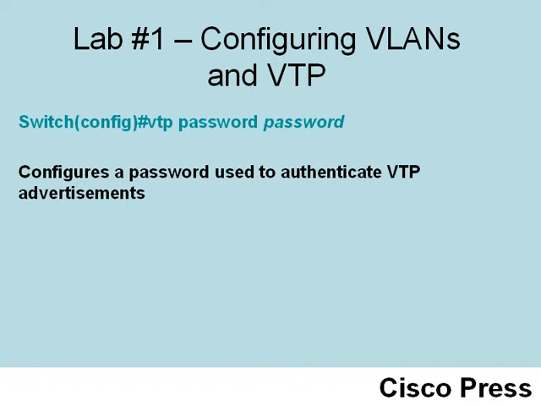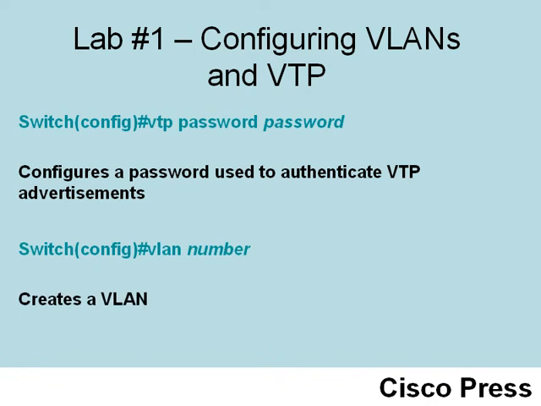Then, after VTP is configured, we are going to add a couple of VLANs. We can add a VLAN on a switch that is configured as a VTP server or as a transparent mode VTP switch. We could not do this on a VTP client, but we're going to be using VTP servers. We're going to say VLAN and give a number. We will say VLAN 10, and we will also say VLAN 20 to create those two different VLANs.